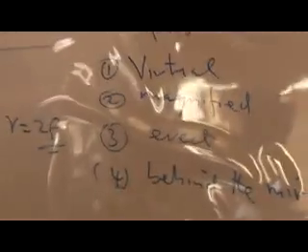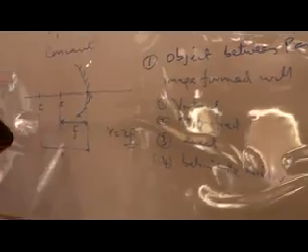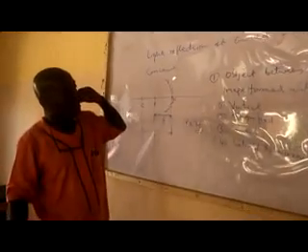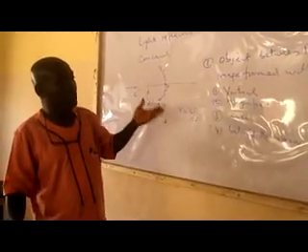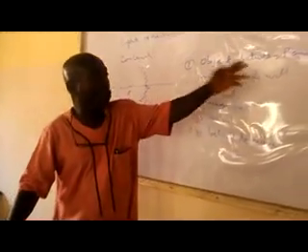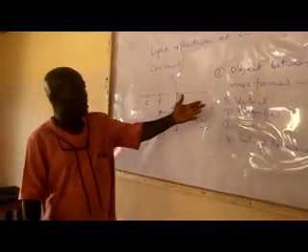In objective questions, they may list these properties and ask you where the position of the object will be. A concave mirror produces an image of such properties. What will be the position of the object? It will be between P and F. So note it.